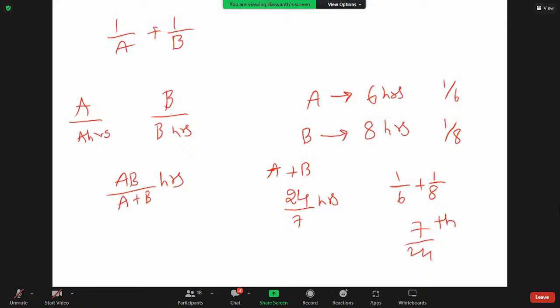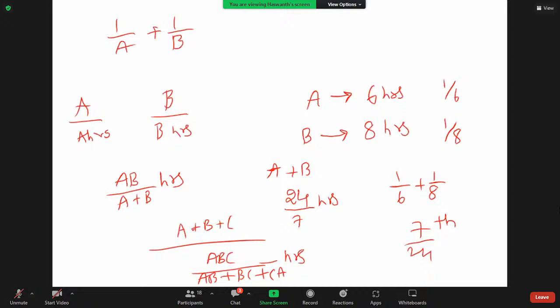If three persons are working together, then time taken is ABC by AB plus BC plus CA hours. Let's say A, B, C, all three are working together. Then it is the reciprocal of 1 by A plus 1 by B plus 1 by C, which we get as ABC by AB plus BC plus CA hours. So in direct questions, employ the formula, or else proceed by finding out what is work done in each hour.